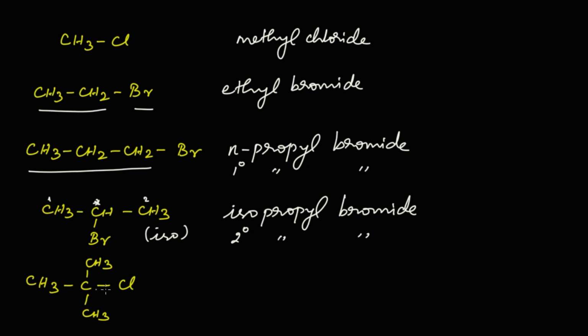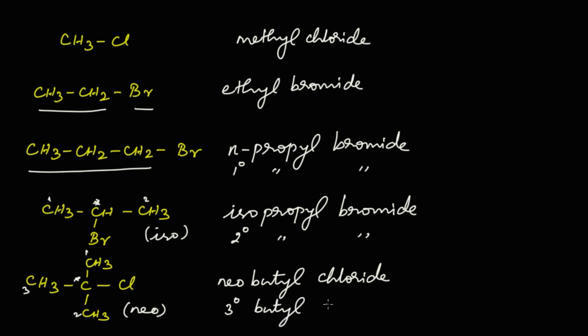Here two side chains are there. If there are two side chains, we need to add the prefix neo. Count the entire carbons present in the compound: 1, 2, 3 and 4. So it is butyl, and chlorine is attached here, so chloride. Neo-butyl chloride is the common name of this compound. Or else, the functional group is present on a carbon to which 1, 2 and 3 carbons are directly attached, so it is known as tertiary butyl chloride. Neo-butyl chloride or tertiary butyl chloride.